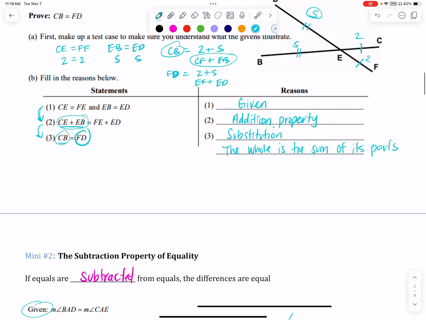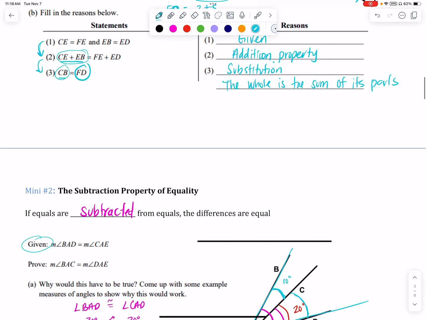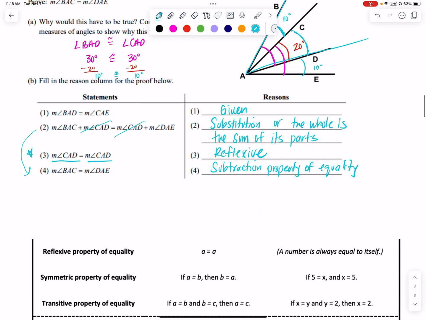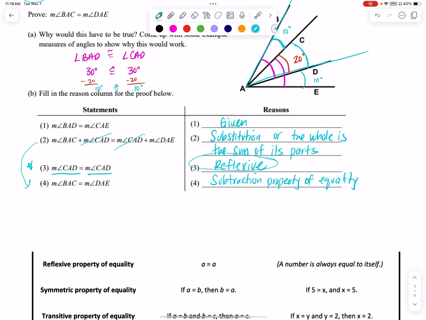And one more quick thing. Whenever you use addition or subtraction property, something has to be equal to itself, or I recommend including the reflexive before you mention the subtraction or addition property of equality. But it depends on the proof.